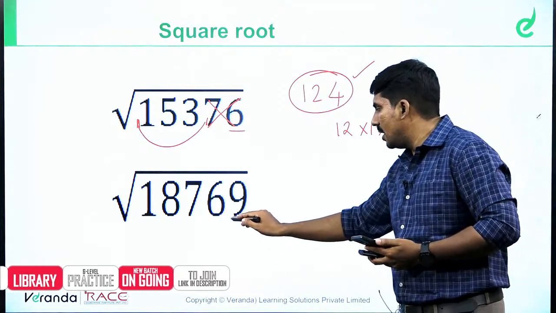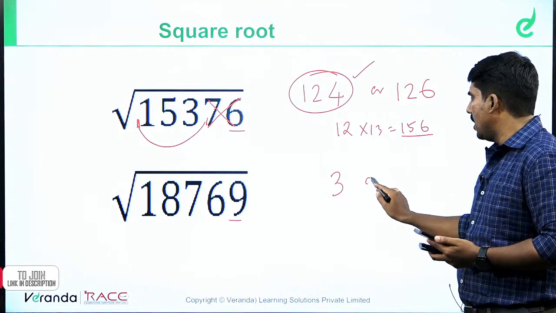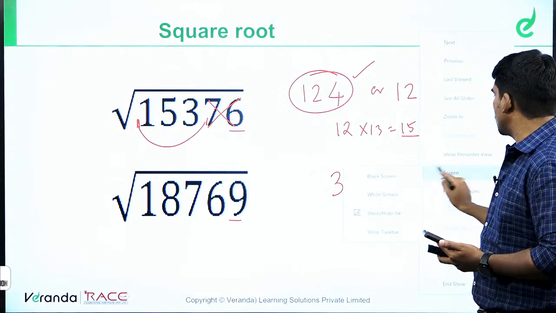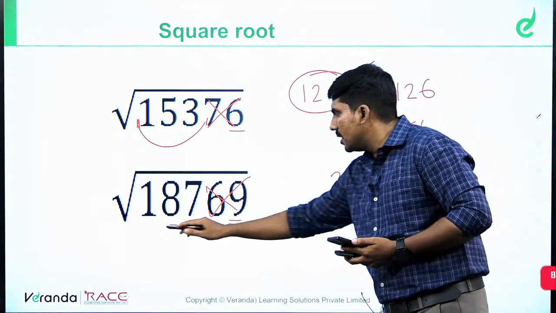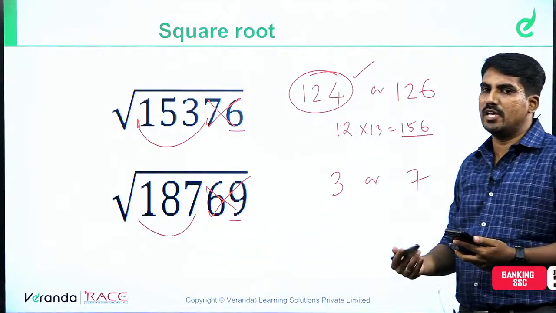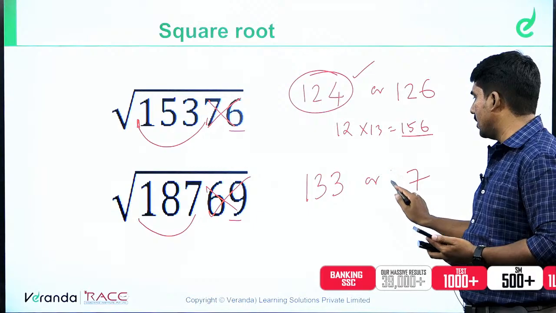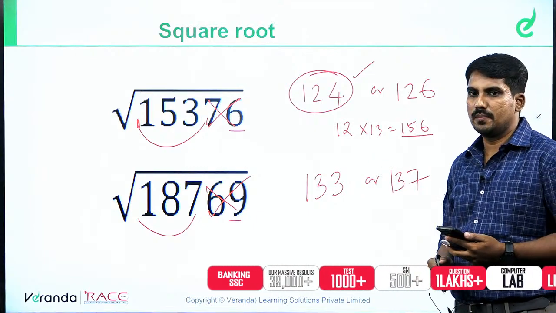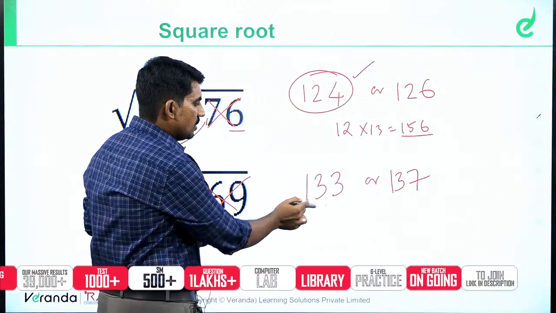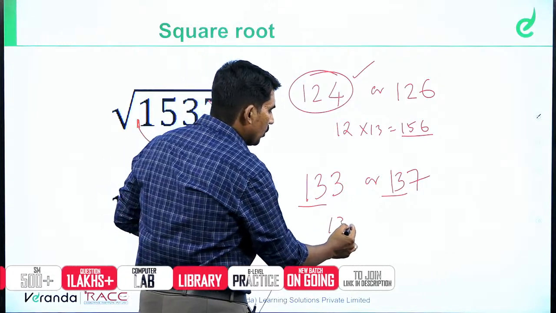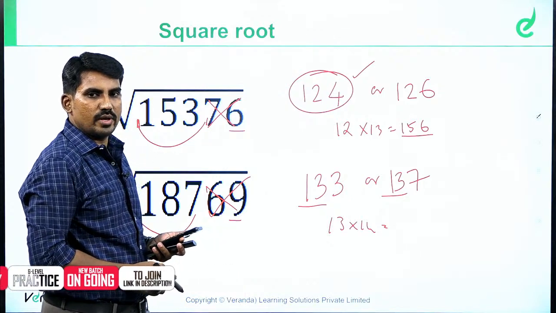Now, next number. See, 9 is the last digit. Therefore, the number may end with 3 or end with 7. Clear? Now, leave the last 2 digits. Take the remaining number 187. Previous perfect square is what? 169. 169 means what? 13 square. Right? Now, next step what we have to do? Now we have taken this number 13. That 13 into 14 we have to check. Quickly we have to check.